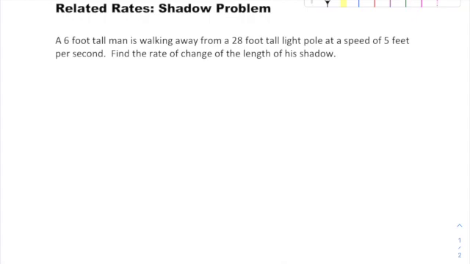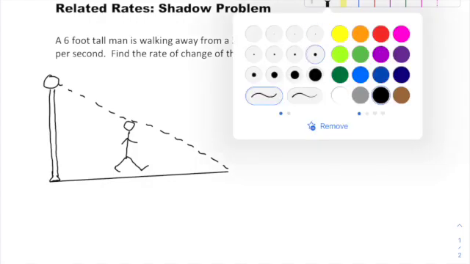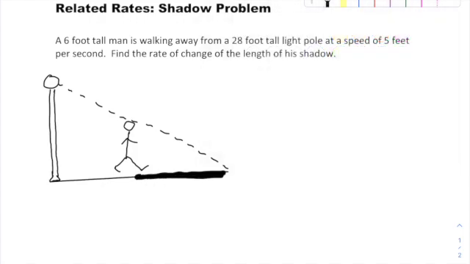So let's get a little diagram going so we can visualize this. Don't critique these art skills here. But there's our lamppost, our light pole, whatever you want to call it. And then we have a 6 foot tall man walking away from it, which is important. Okay, and so here is the light, and the beam of light is casting his shadow. And so his shadow's right here on the ground, this part right here.